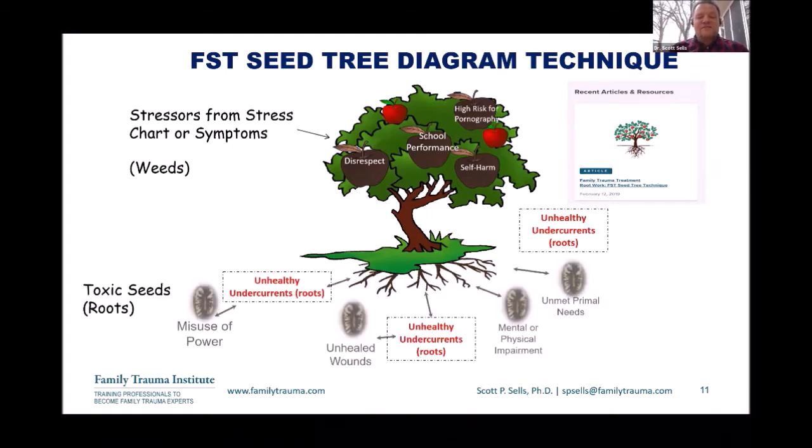Where we really get into some fun stuff today is I'll be showing you some video clips of how to introduce this technique, but I'll also be showing you a video clip of a session I did where we introduced toxic seeds, where the family become the detectives and actually help discover, with your help, the top 2 toxic seeds that are producing the fruit, which in this case is the bruised apple.